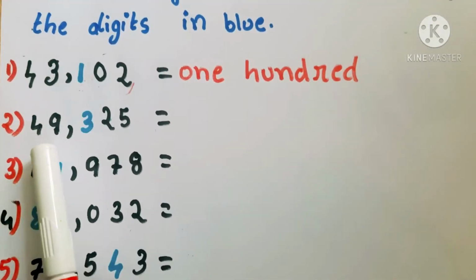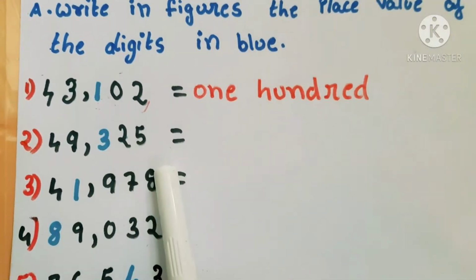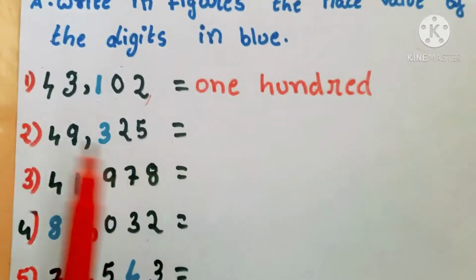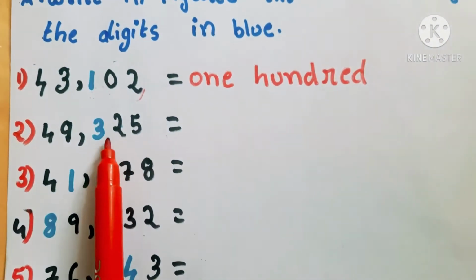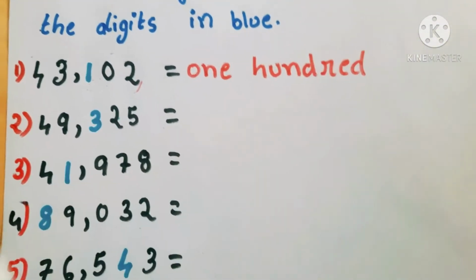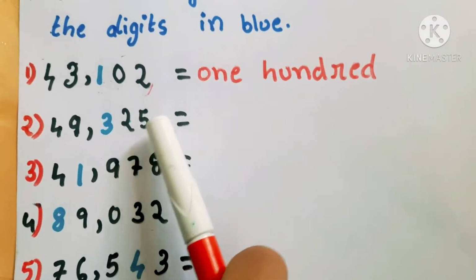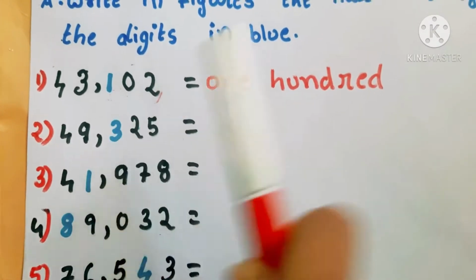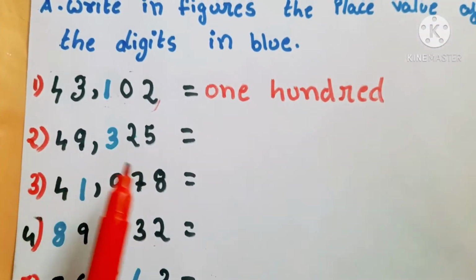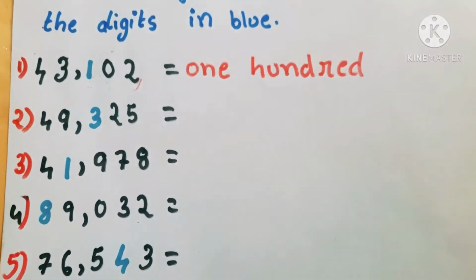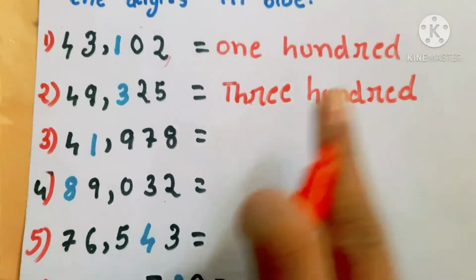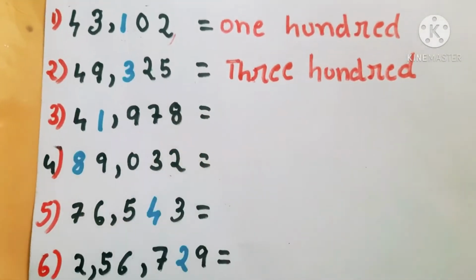So let's go to the next one. Here you have 49,325. In that you have the blue colored digit here, so it is also there in the hundreds place, is it? Let's count: ones, tens, hundreds. Yes, so you have to write 300. So let's write, yes, 300. So let's go to the next one.